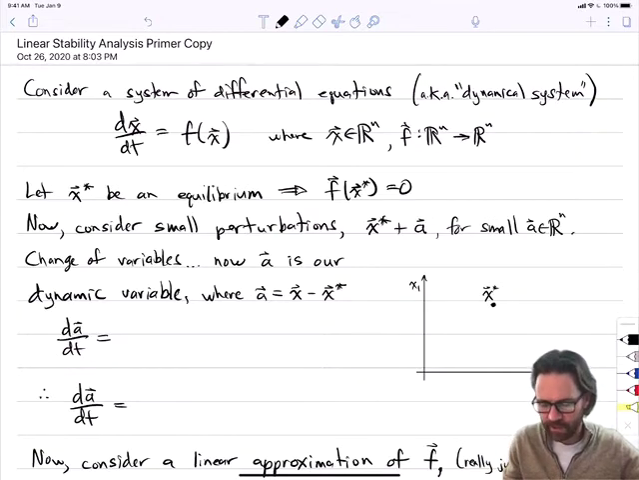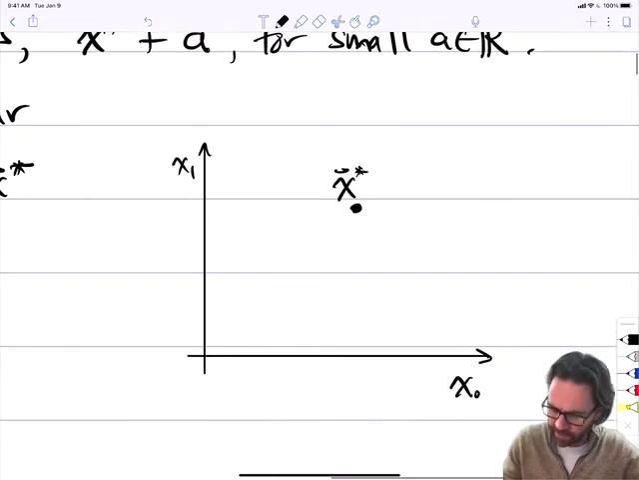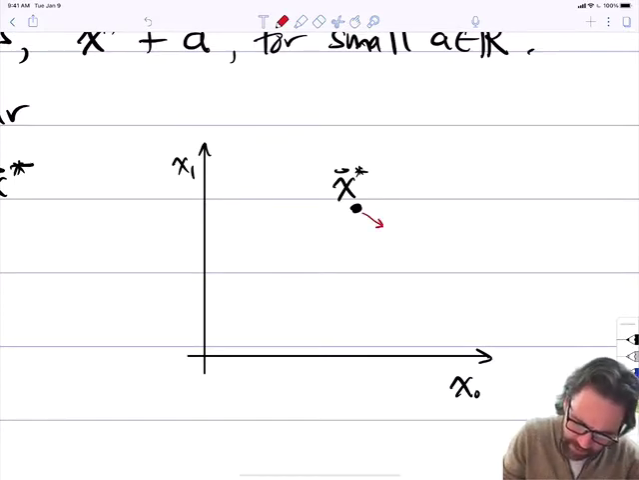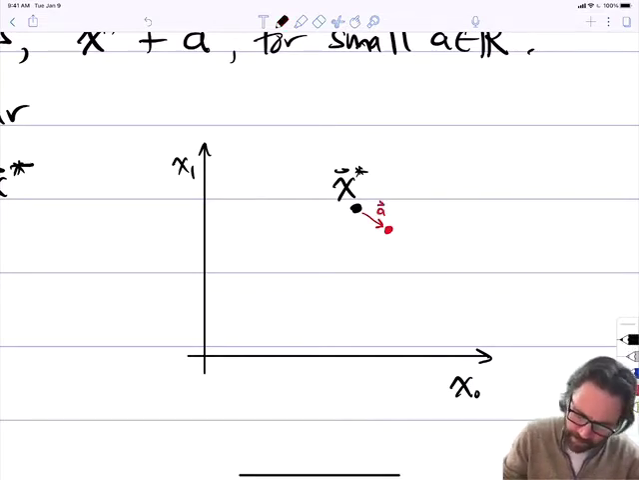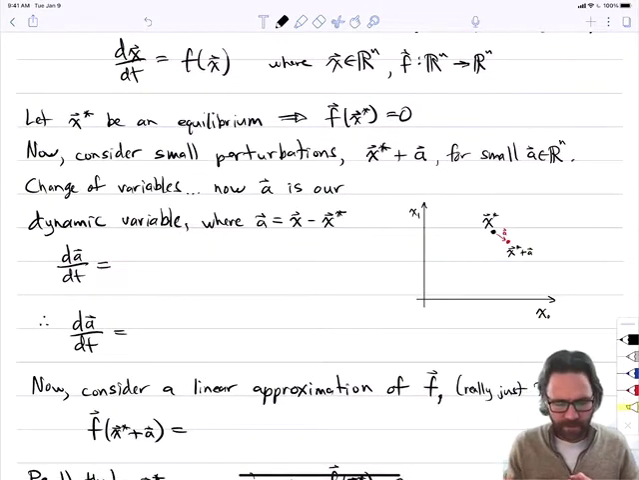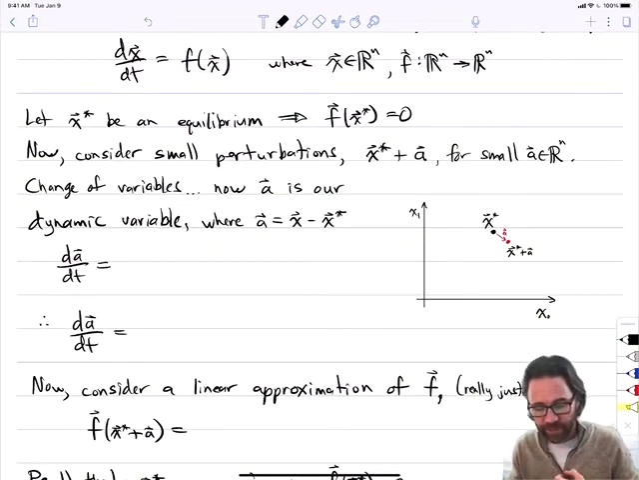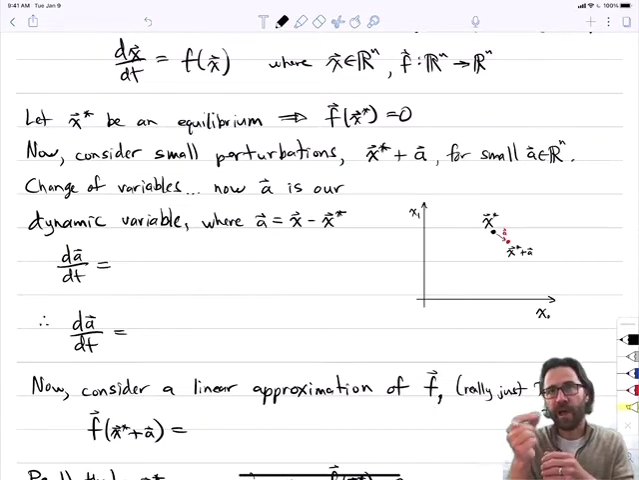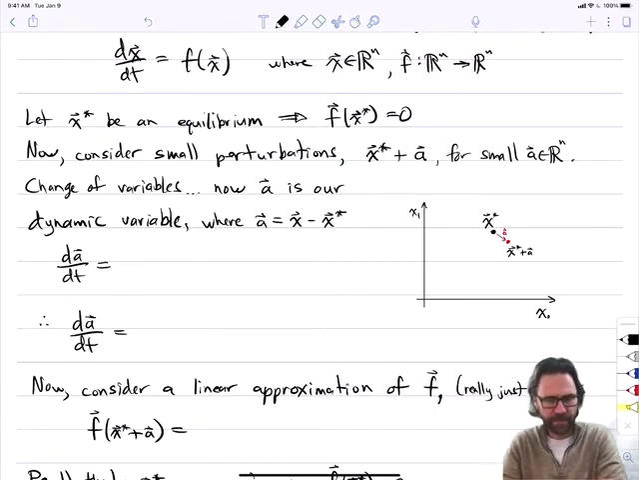A also is an element in this n-dimensional space, and I can draw it. So let's say here's our x star. Let's say A is this sort of little deviation. So this is A. So this new thing is x, this x star plus A. So we're going to do a change of variables now, and A is going to be our new dynamic variable. So we're going to rewrite our system of differential equations in terms of how far we are from that equilibrium.